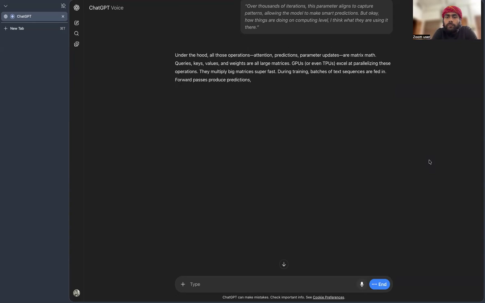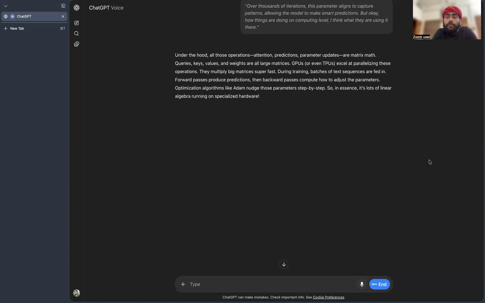During training, batches of text sequences are fed in. Forward passes produce predictions, then backward passes compute how to adjust the parameters. Optimization algorithms like Adam nudge those parameters step by step. So, in essence, it's lots of linear algebra running on specialized hardware.